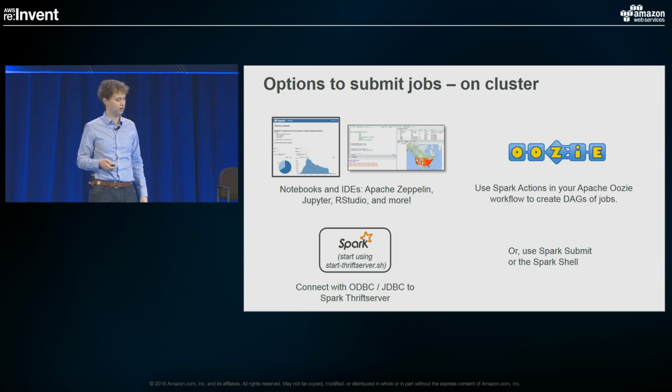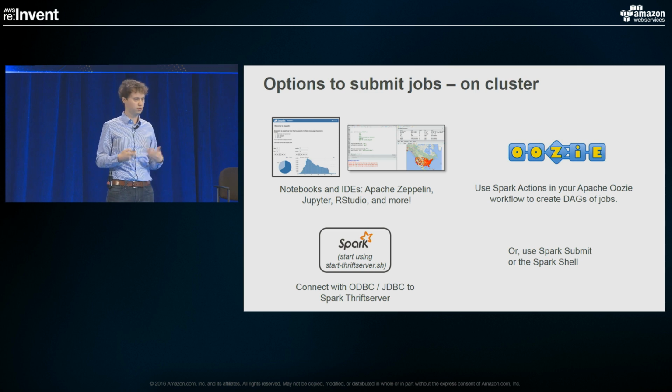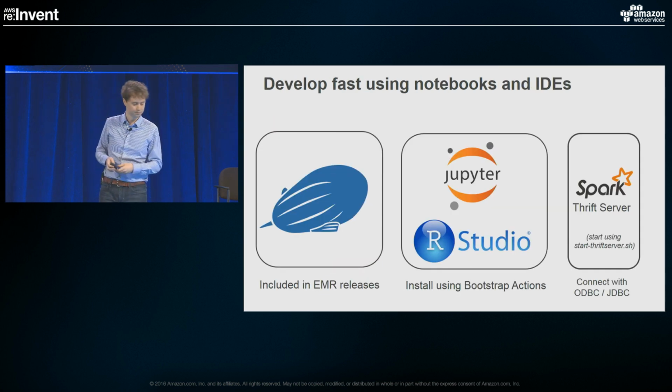Or you can just use the Spark Shell, Spark Submit. We also have a blog post on the AWS Big Data blog that talks about how to install a Spark job server as well. So you can provision really whatever you need using Bootstrap actions if it's not there.